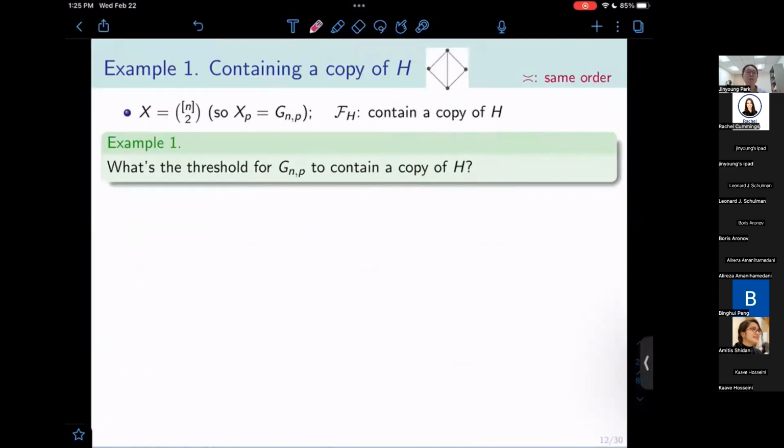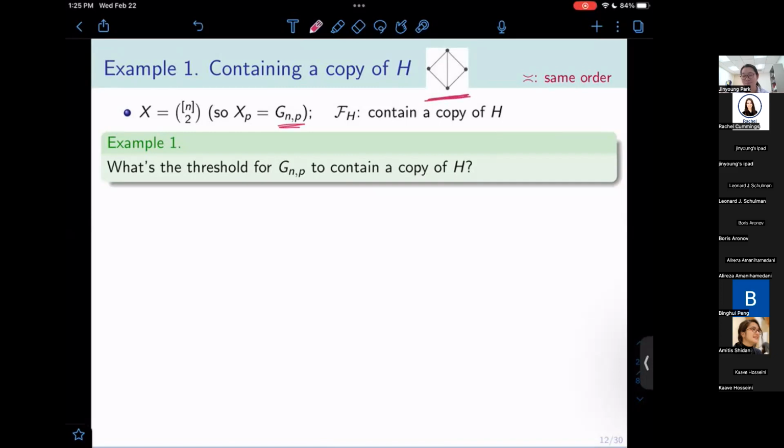All of the examples will be from the random graph theory because, as I said at the beginning, random graph theory is the starting point of the Kahn-Kalai conjecture. So let me introduce the motivating examples. In the first example, we are considering G(n,p), and our increasing property is to contain a copy of H, where H is this. And our question is, what's the threshold for G(n,p) to contain a copy of H?